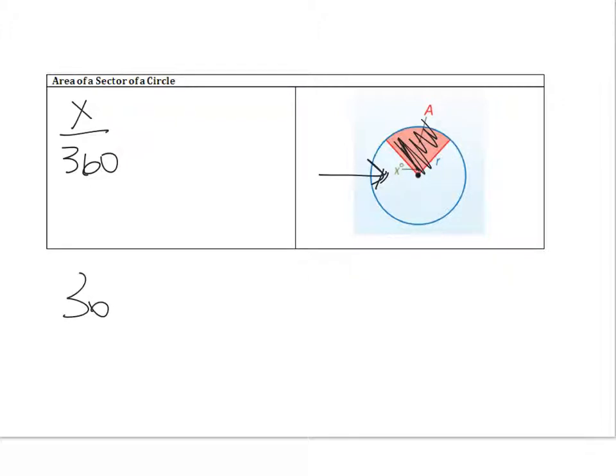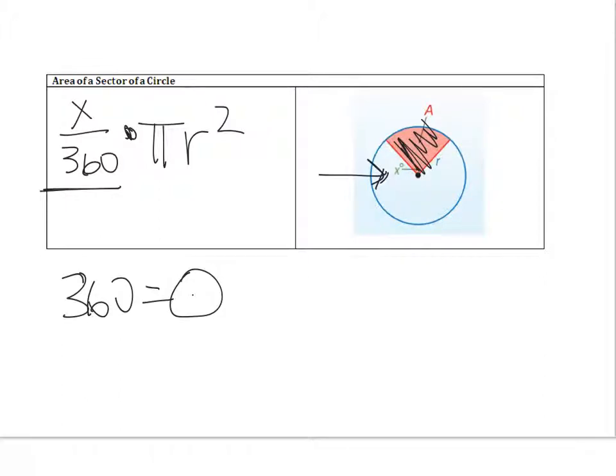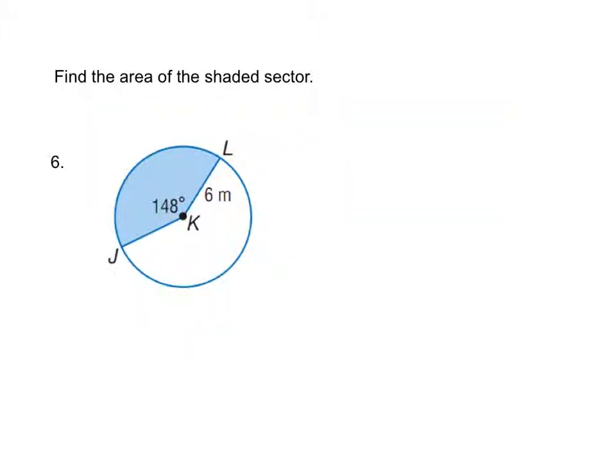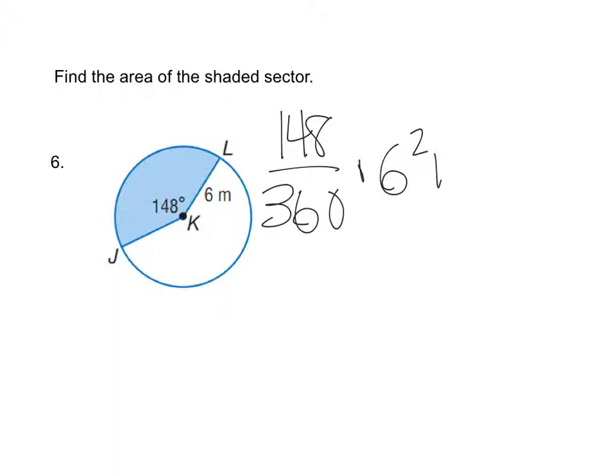360 because 360 is a circle. So then I'm going to multiply that times pi r squared. Okay, so I'm taking one part of the area of the circle. So I take the area of the circle, and I'm only taking part of that. All right, so I'm going to take a percentage of that. So here, I'm going to take 148 divided by 360 times 6 squared pi.